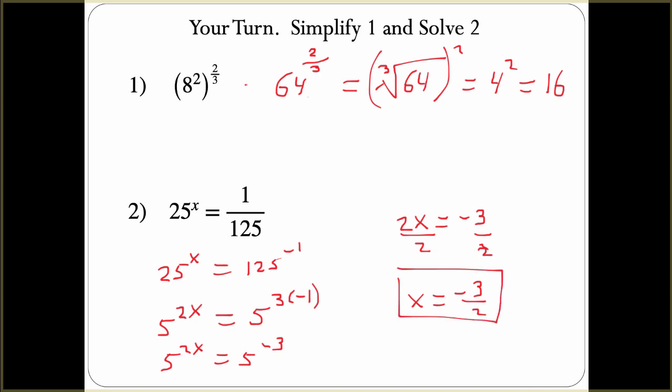All right, so this is what you'll be doing today in your homework. We'll be taking these rational exponents, rewriting them so that we have a radical, and then we'll simplify from there, like number 1. And then number 2, we have exponential equations, where we have to get the same base, and then we're going to set the exponents equal to each other.